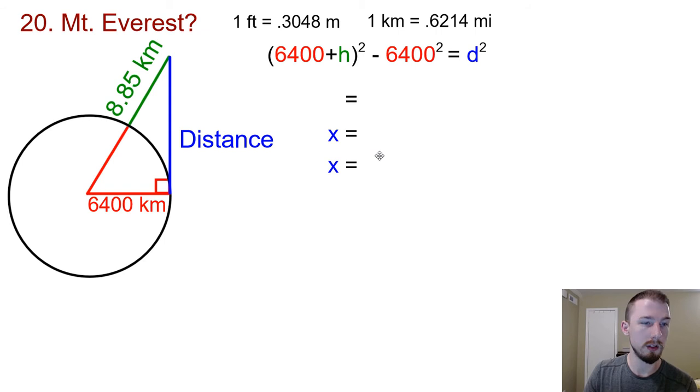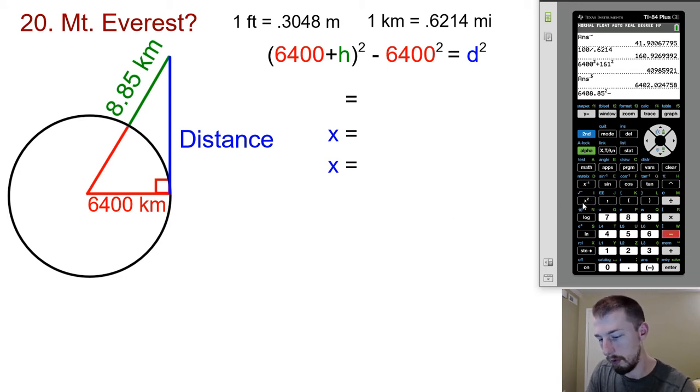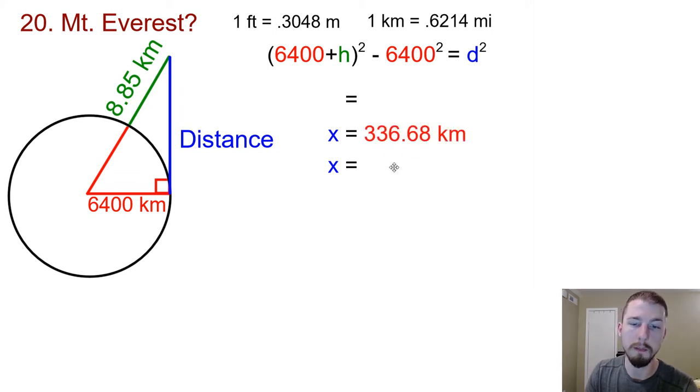The tallest building, let's go to Mount Everest. How far can we see from Mount Everest? So Mount Everest is 8.85 kilometers. So we're going to do 6,400 plus 8.85, and we're going to square that. And then just like before, we're going to subtract 6,400 squared from it. And then when we're done, we're going to take the square root. It's just the same algorithm over and over again. So that's how many kilometers we can see, and then we can convert it to 209 miles.